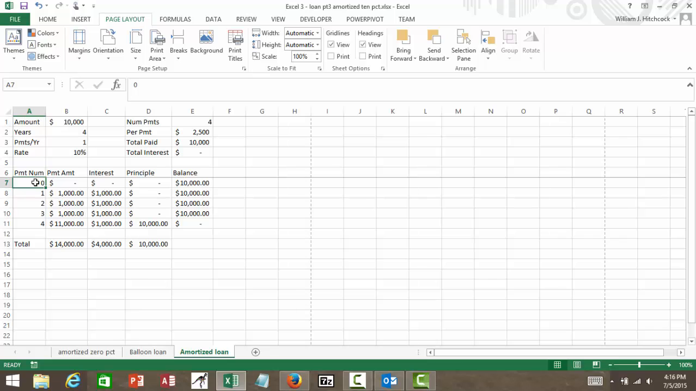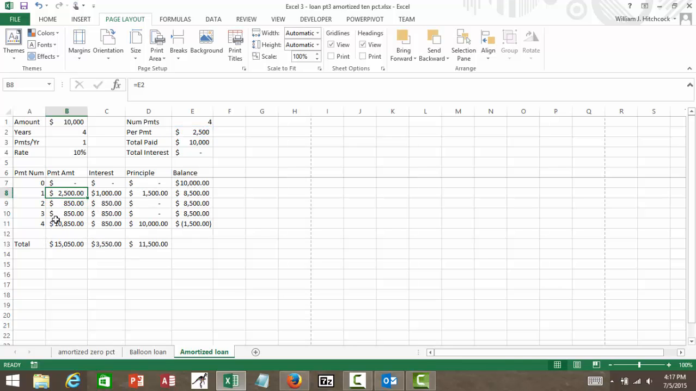At payment 0, in other words, right when you take out your loan, the payment amount is 0, the interest is 0, the principal is 0, and the balance is equal to the amount that we borrowed. Now for our first payment, I'm going to reference this periodic payment in cell E2. I'm going to want to copy this down to cell B9, B10, B11.